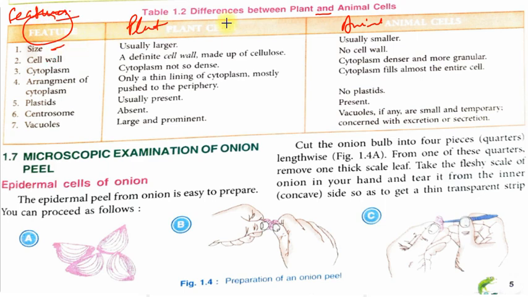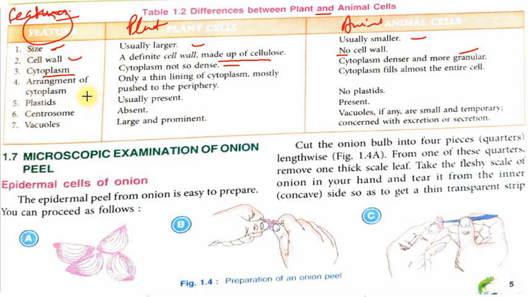The first feature is size. Plant cells are usually larger, as we know, and animal cells are usually smaller. Cell wall: plant cells have a definite cell wall made up of cellulose. There is no cell wall in animal cells. Cytoplasm is not so dense in plant cells, while in animal cells the cytoplasm is denser and more granular.